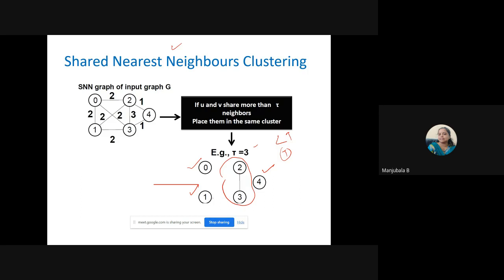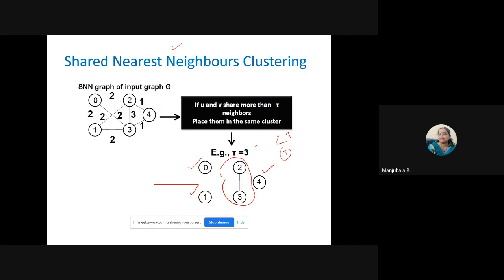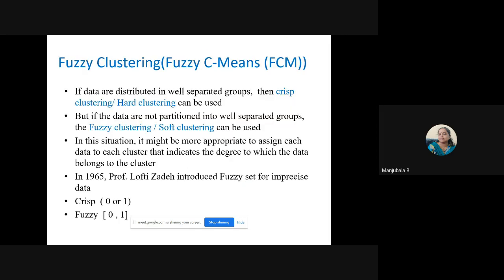For the given graph, if you do this graph clustering using the shared nearest neighbor concept, you will get 4 clusters. So in this way, if you are able to represent your data set as a graph, then you can apply the MST or the SNN, or there are several other techniques for graph clustering. You can apply those techniques to form the clusters out of the given data points. So this is all about the clustering we have discussed.